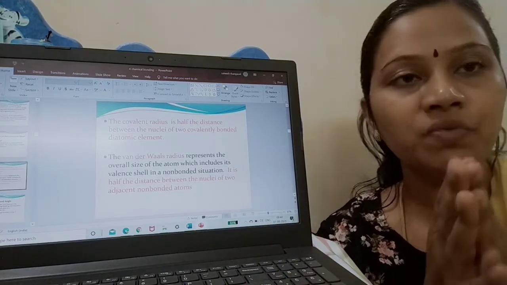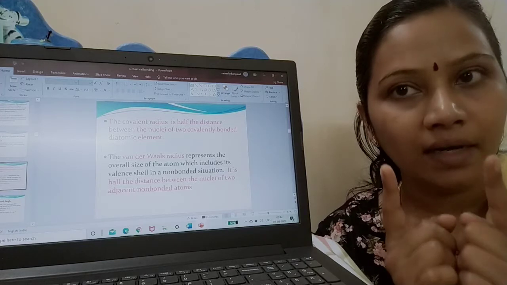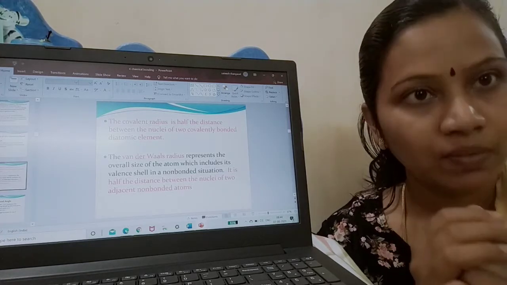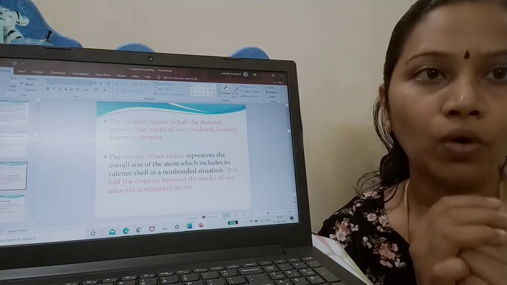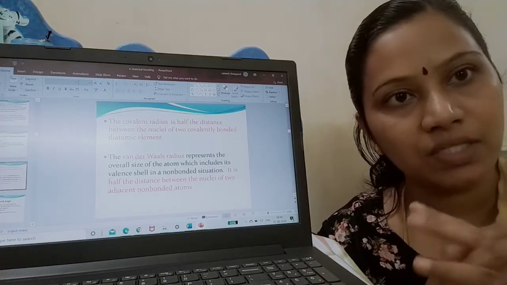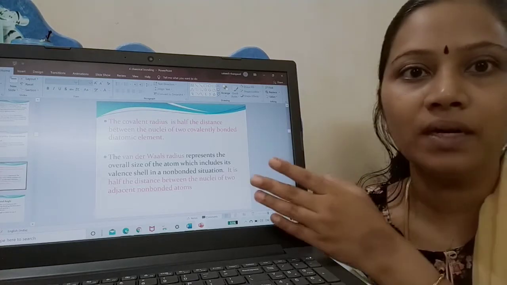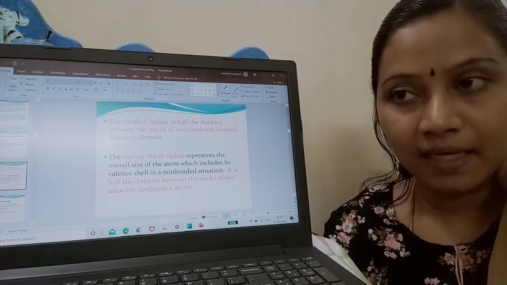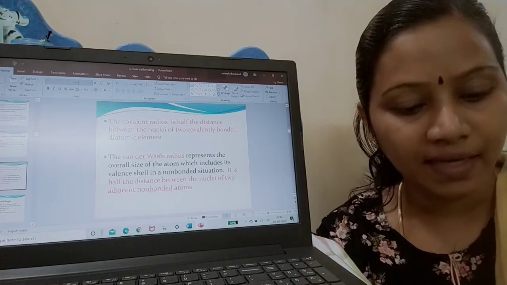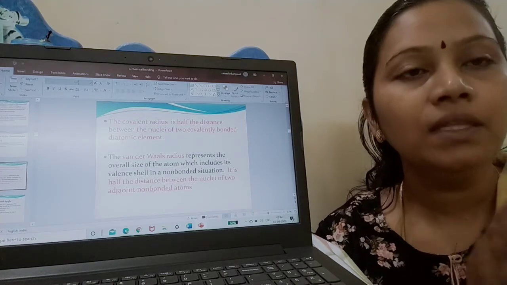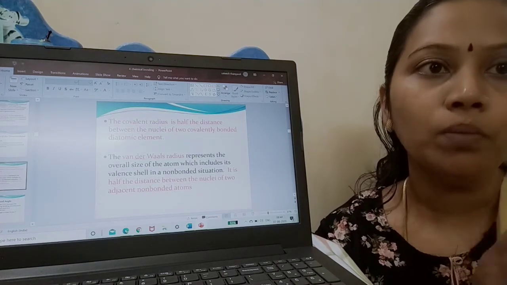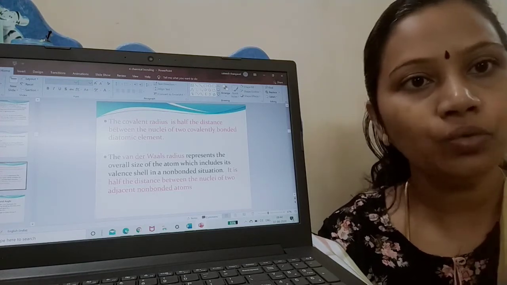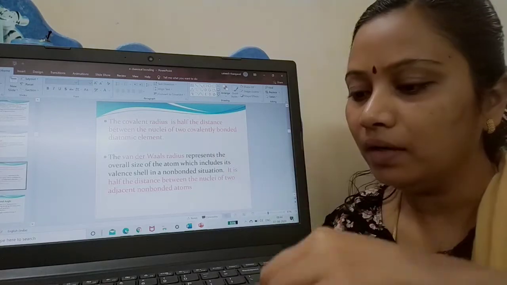Now I have two atoms which are not bonded together. Now they are nearby because they are adjacent to each other. So it is nothing but the distance between the nuclei of two non-bonded atoms which are located adjacent to each other. This is called as van der Waals radius. Let me represent van der Waals radius again. Van der Waals radius is defined as distance between the nuclei of two non-bonded atoms which are located adjacent to each other. This is called as van der Waals radius.